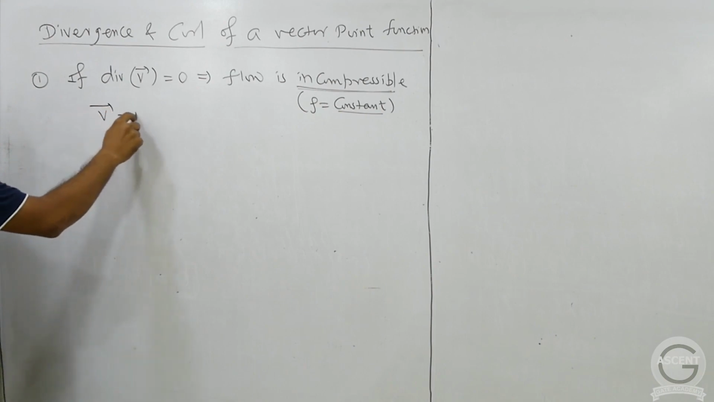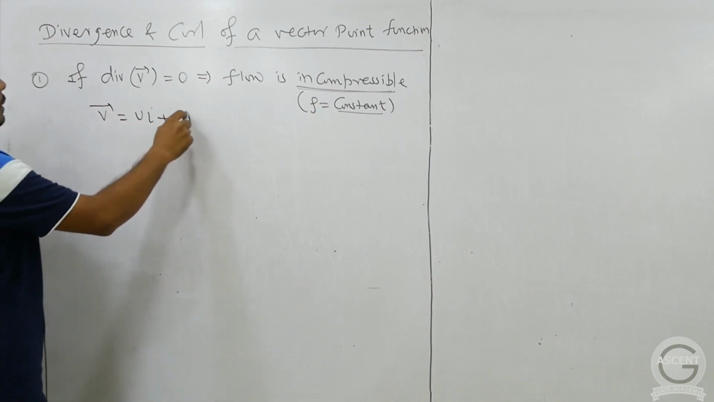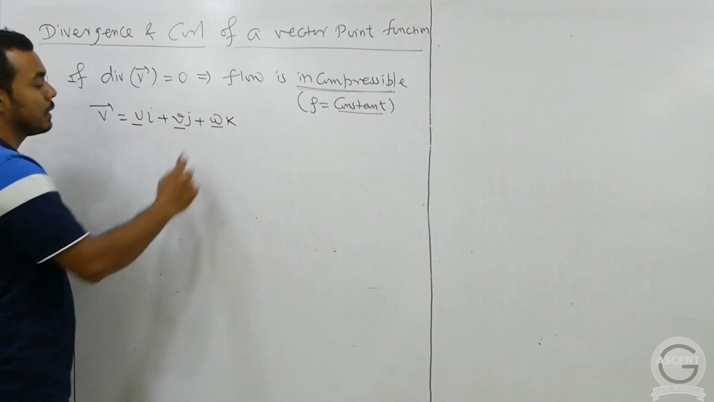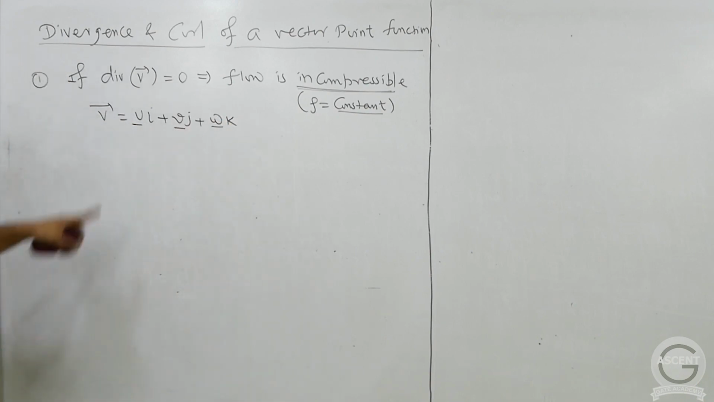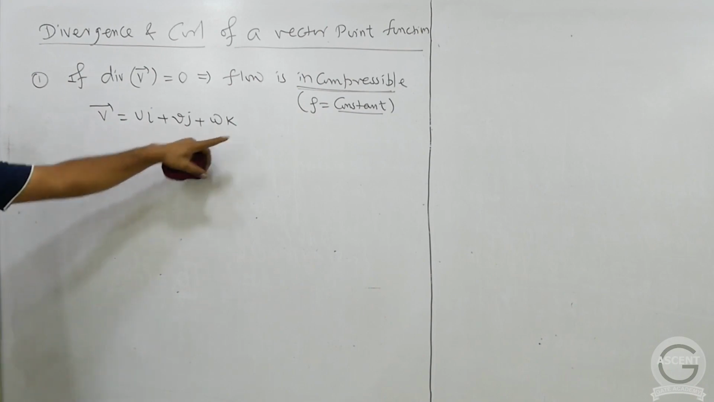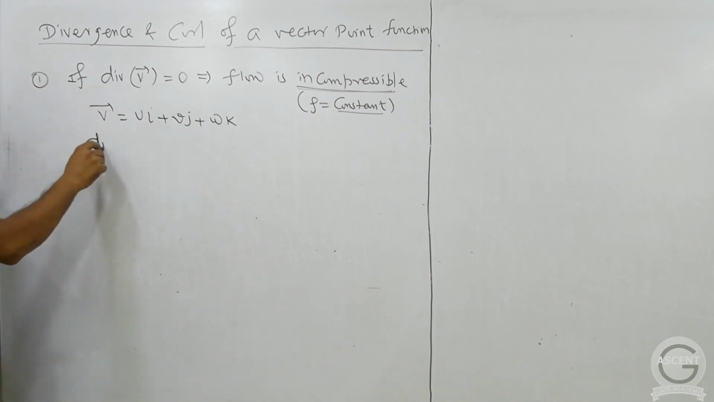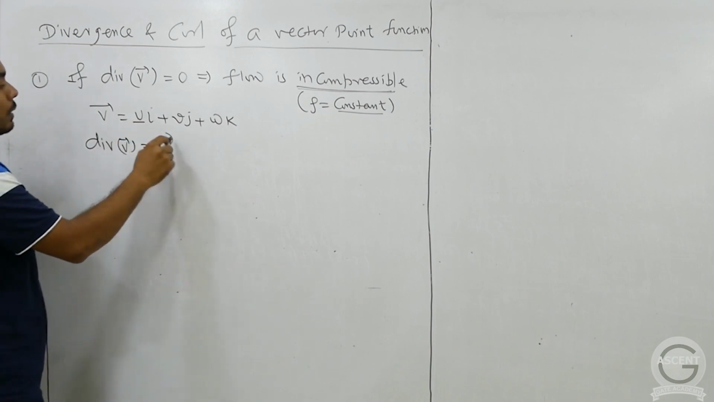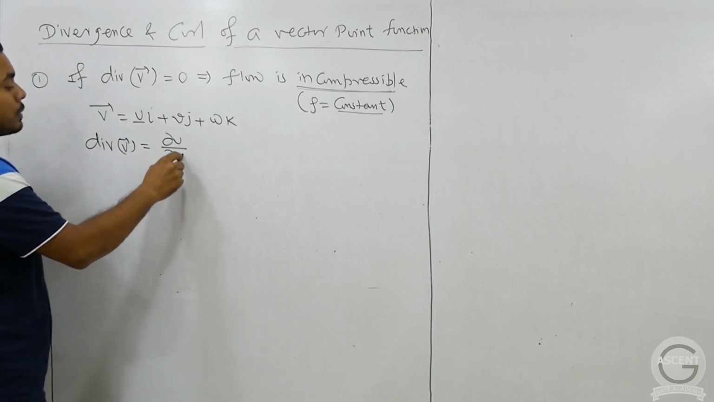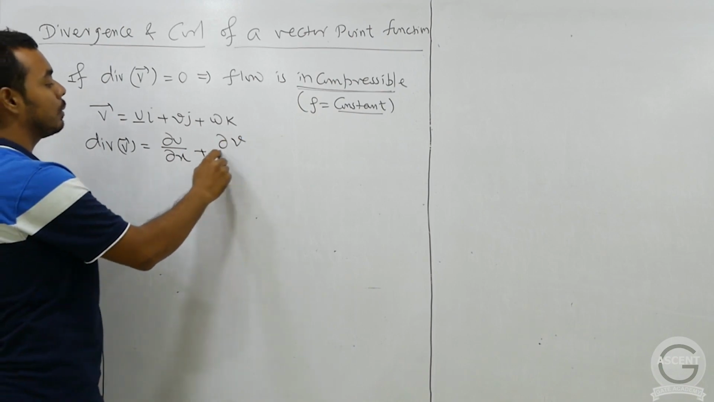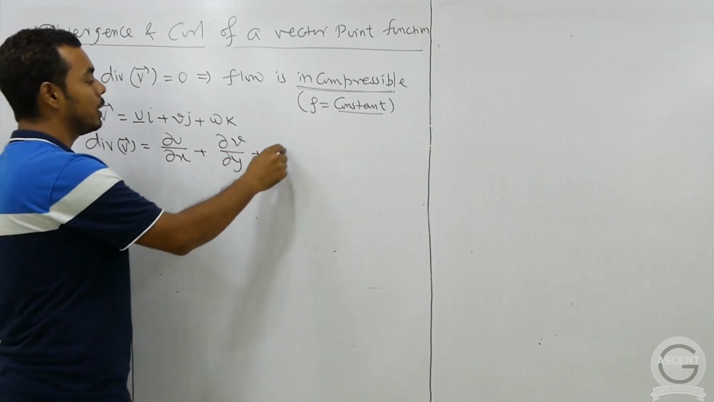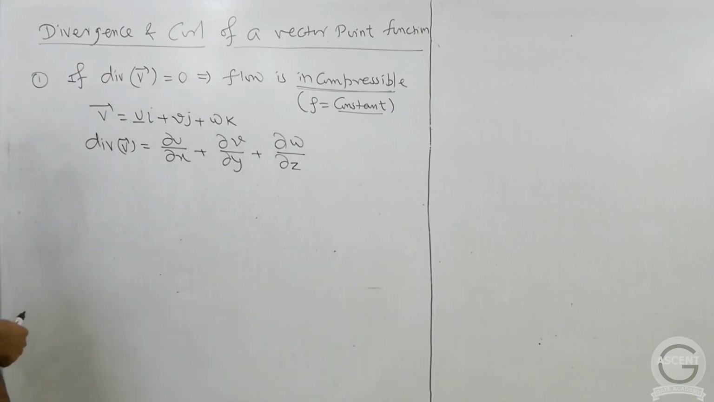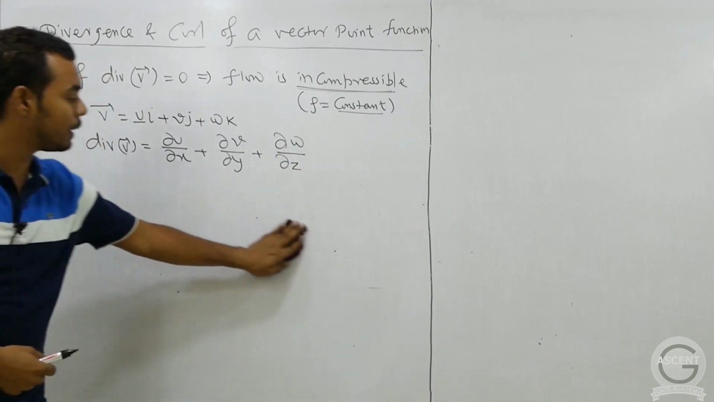See, the velocity vector is, suppose, ui plus vj plus wk. u, v, w, these are functions of x, y, z. Okay, so this is the velocity vector. So what will be the divergence of this velocity vector? Divergence will be the partial derivative of the x component with respect to x, partial derivative of the y component with respect to y, partial derivative of the z component with respect to z. So this will be divergence of V.